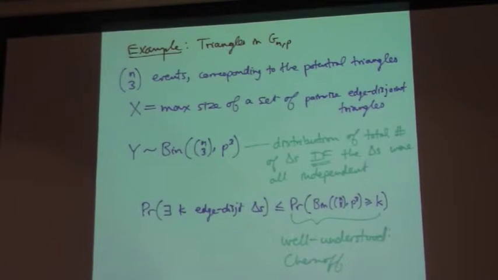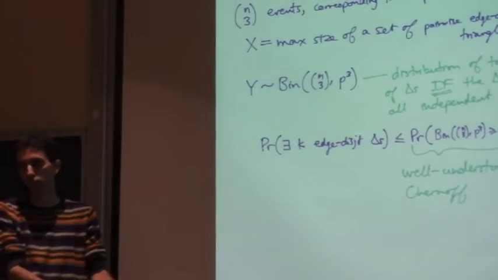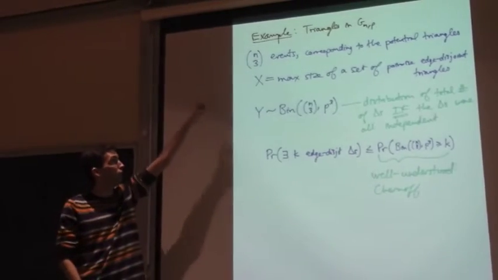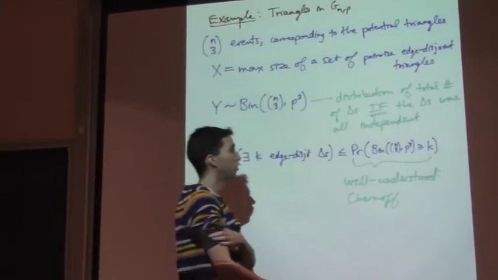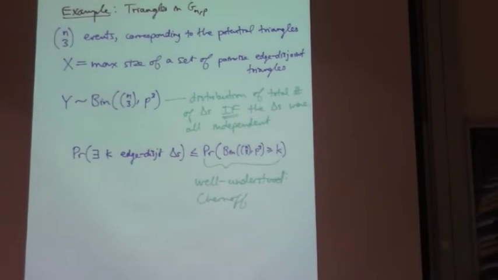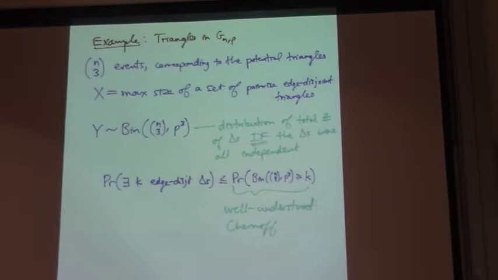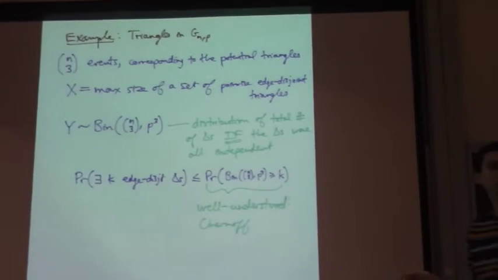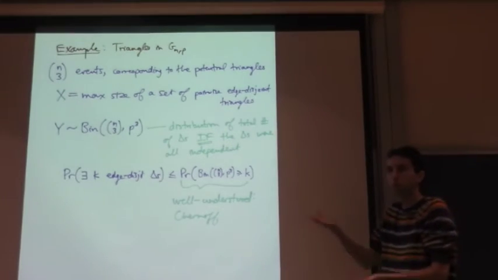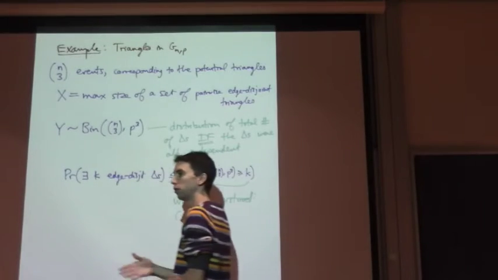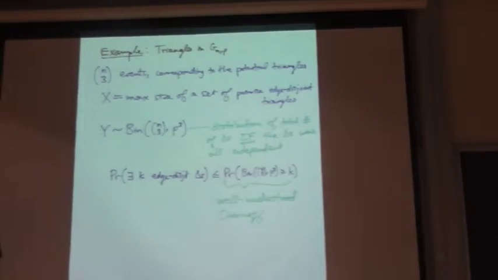And they're increasing because, of course, I guess I didn't say this explicitly, but when I translate a triangle into an event, what that means is the event is that G(n,p) contains that triangle. And of course, that's an increasing event, because if I add more edges, I never lose that particular triangle. So I have n choose 3 increasing events that correspond to the potential triangles. So X all that's doing is it counts the maximum size of a pairwise edge-disjoint set of triangles. That's a totally reasonable question that might come up in combinatorics: what's the maximum number of pairwise edge-disjoint triangles you can find in G(n,p)?